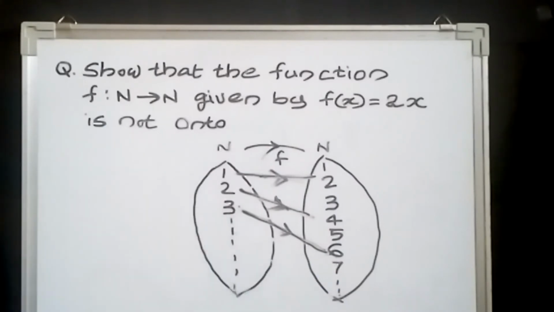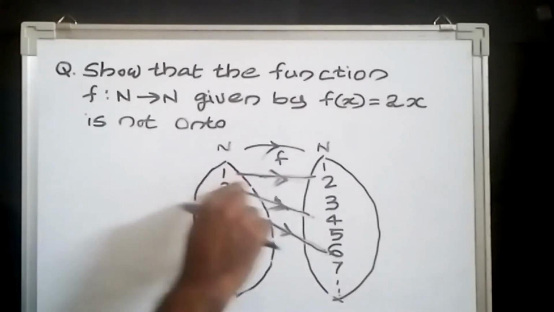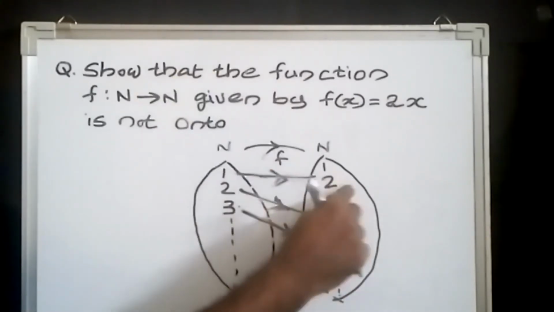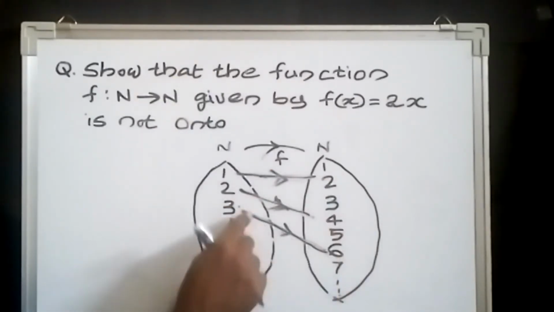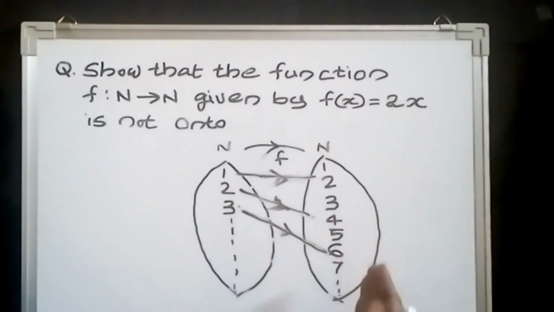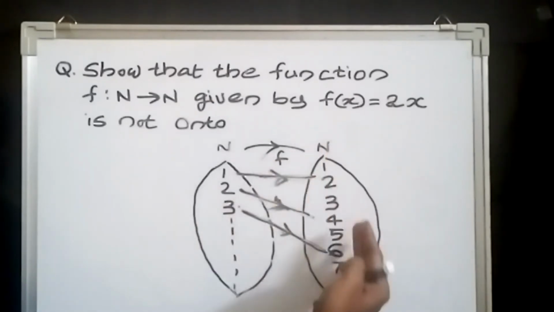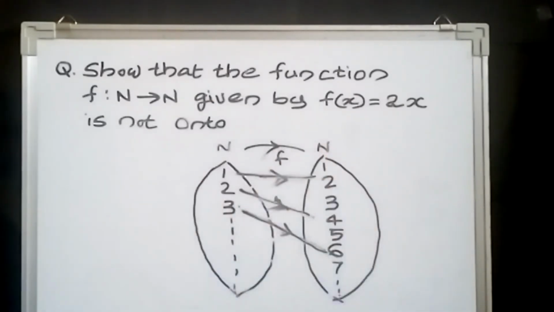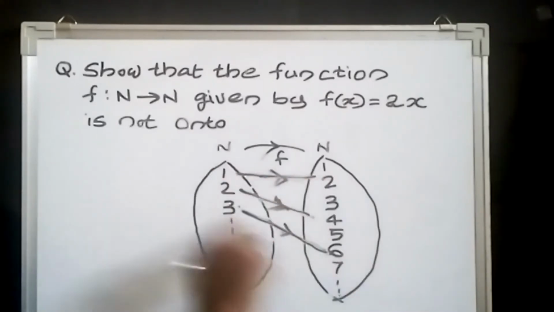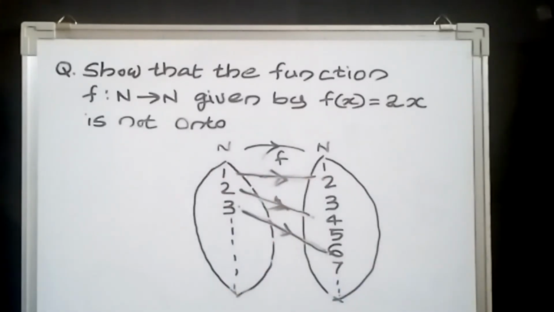But clearly, the function is 1-1. See, the image of 1 is 2. The image of 2 is 4. The image of 3 is 6. The elements in the second set have distinct pre-images in the first set. Therefore, the function is clearly 1-1, but it is not onto.